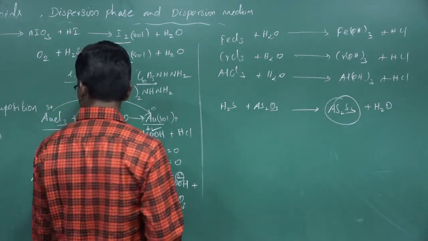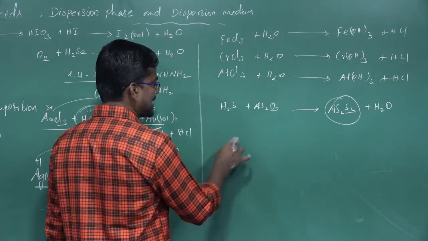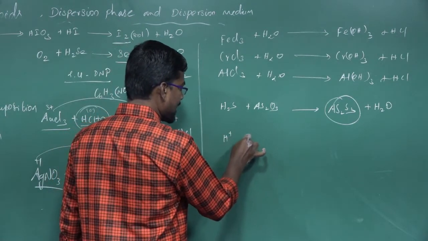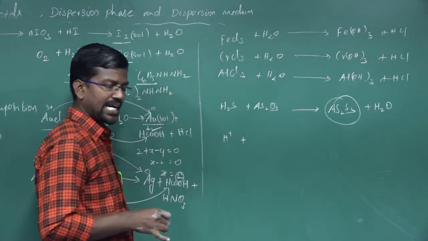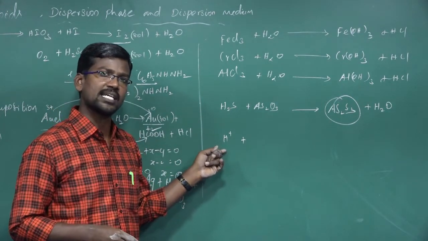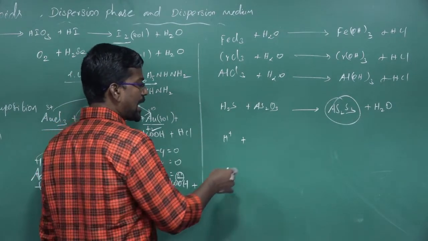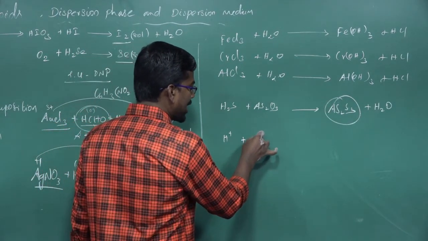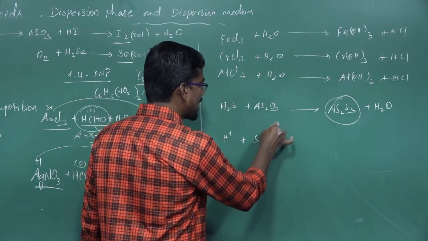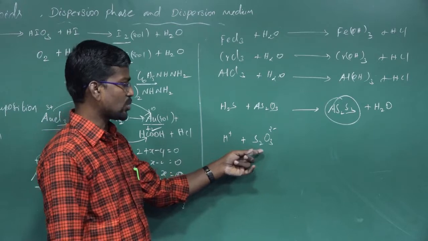Next one, decomposition reaction. A small amount of acid, H plus ions. The H plus comes from nitric acid, inorganic acids, mineral acids, nitric acid, sulfuric acid, hydrochloric acid, phosphoric acid, any other acids. The H plus ions are added to sodium thiosulfate, S2O3 2 minus. What is the formula of sodium thiosulfate? Na2S2O3.